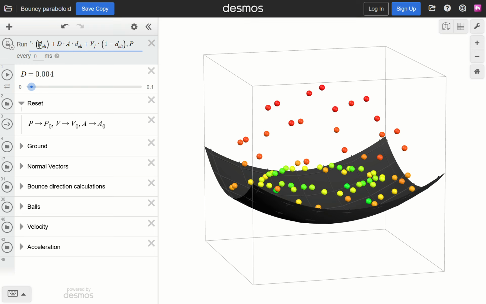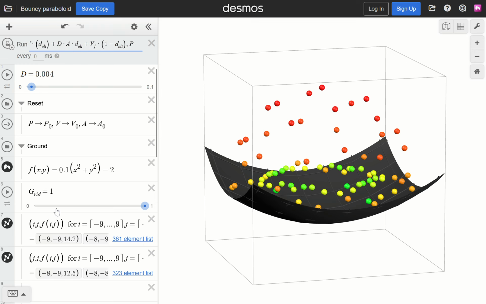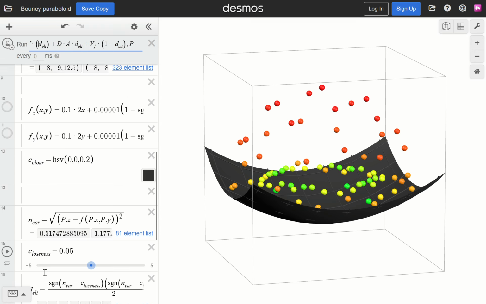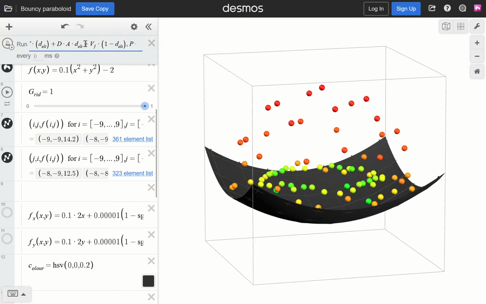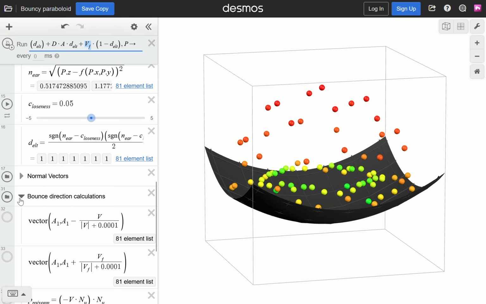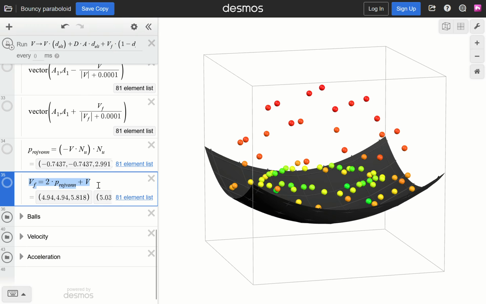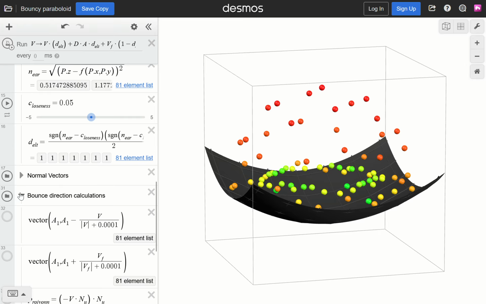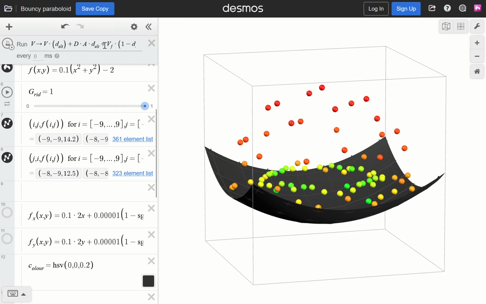Now, I use this delt function that I spoke about over here. When the balls are close enough to the ground, delt goes to 0. So that means that these first two terms are treated as zeros, and now the VF term is all that's left. So when the ball is close to the ground, the velocity goes straight to VF, which was this velocity that we calculated down here. VF is twice the projection plus V. And that's going to flip my velocity to the new one, which is the reflected velocity.